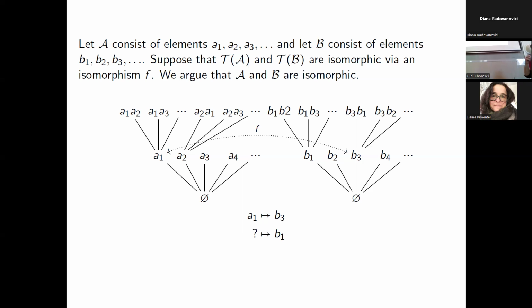Now I have to do back and forth, so I take B1. When I look at B1, I want to look at the two tuple. So far I've got B3, but I'm going to also have B1. And I can see where does it go?